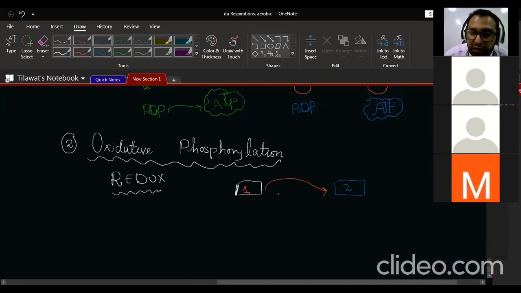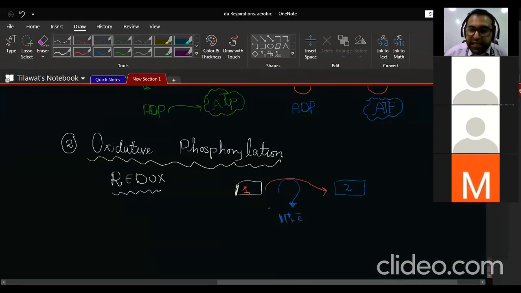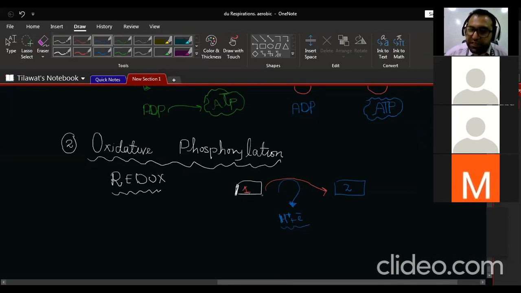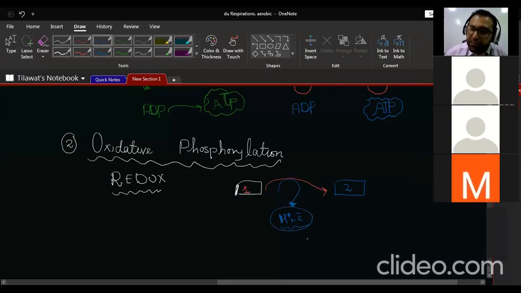That substrate will lose hydrogen ion plus electron. So this substrate one will become what, oxidized or reduced? If it lost the electron, please tell me. If it lost electrons, so definitely it will be oxidized and the reaction is called oxidation. So when it lost hydrogen and electron, what will happen?